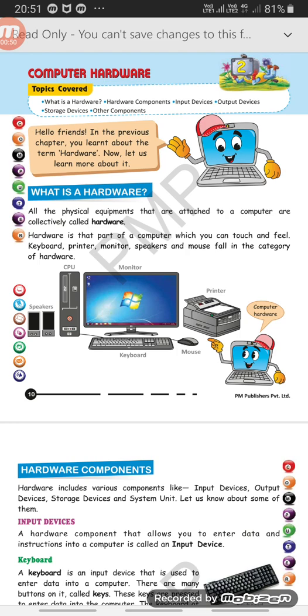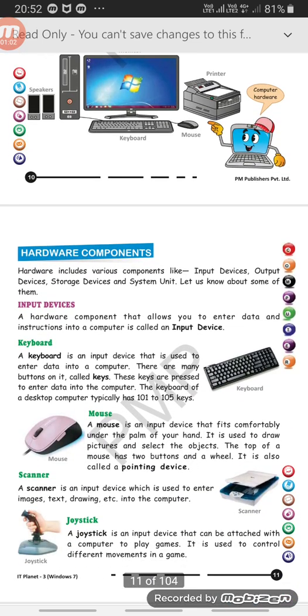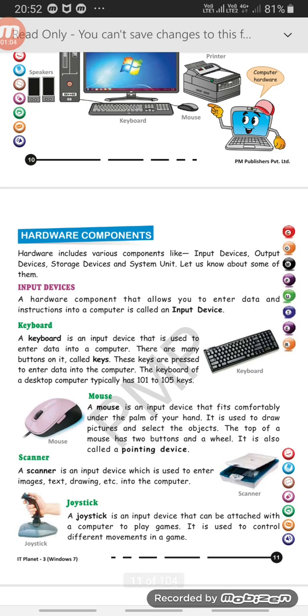So hardware components are of various types like input devices, output devices, storage devices and system unit. They all come under hardware components. The hardware component used to enter the data and information. Whenever we want the computer to do something for us, we give inputs using keyboard, mouse. Okay, so these are all the input devices.